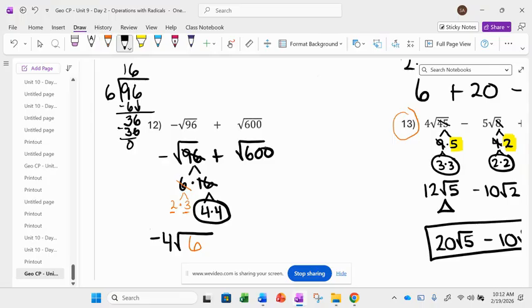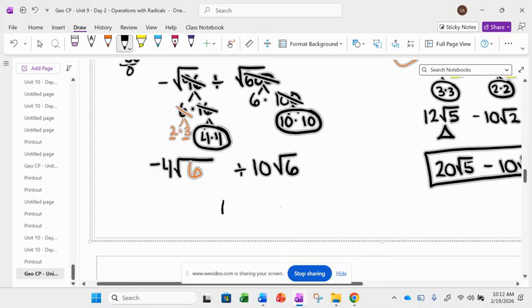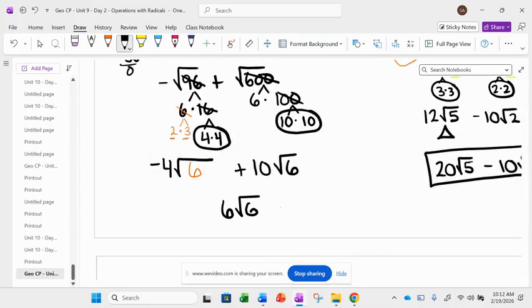And now for the 600, I'm going with 6 times 100. The 100 is 10 and 10. This time I'm thinking ahead and I'm not breaking down the 6. Why am I thinking ahead and not breaking down the 6? Because there are no more pairs that I can make. So we're going to have plus 10 root 6. So now I'm left with -4 root 6 plus 10 root 6, which is 6 root 6.